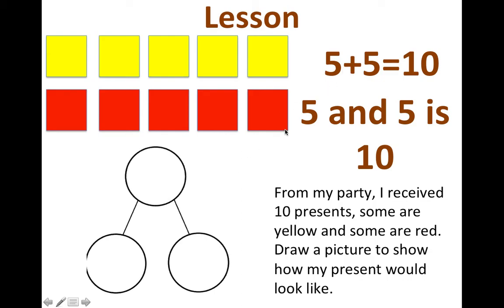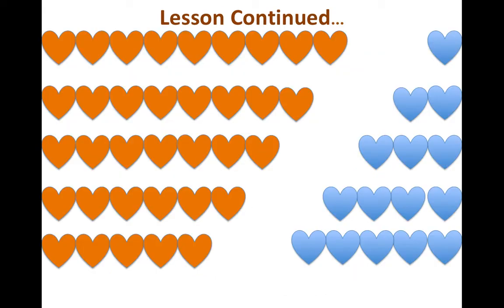Now we're going to match our picture and our number sentence to our number bond. So our number bond looks like we have 10 altogether, 10 presents. I have 5 yellow presents and 5 red presents, which makes 10 presents all together. So for the next 2 slides, we're going to see different ways to make 10.